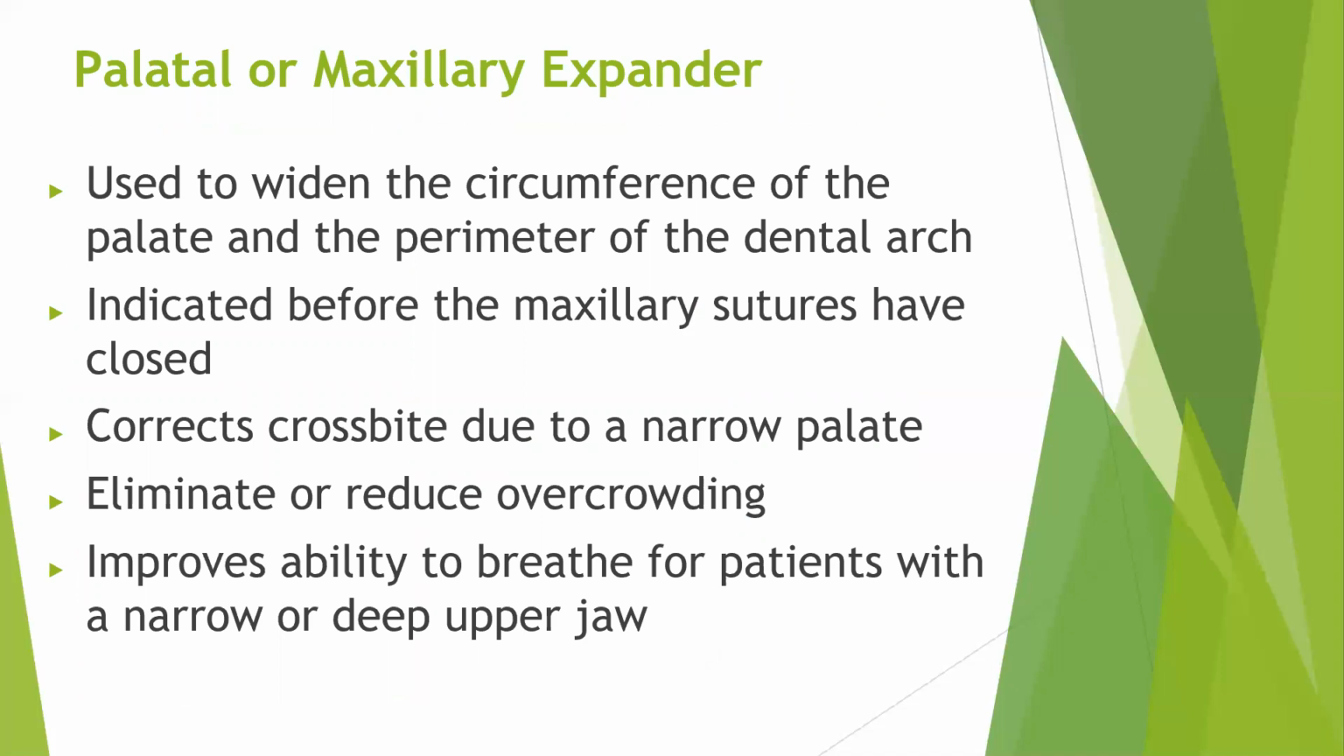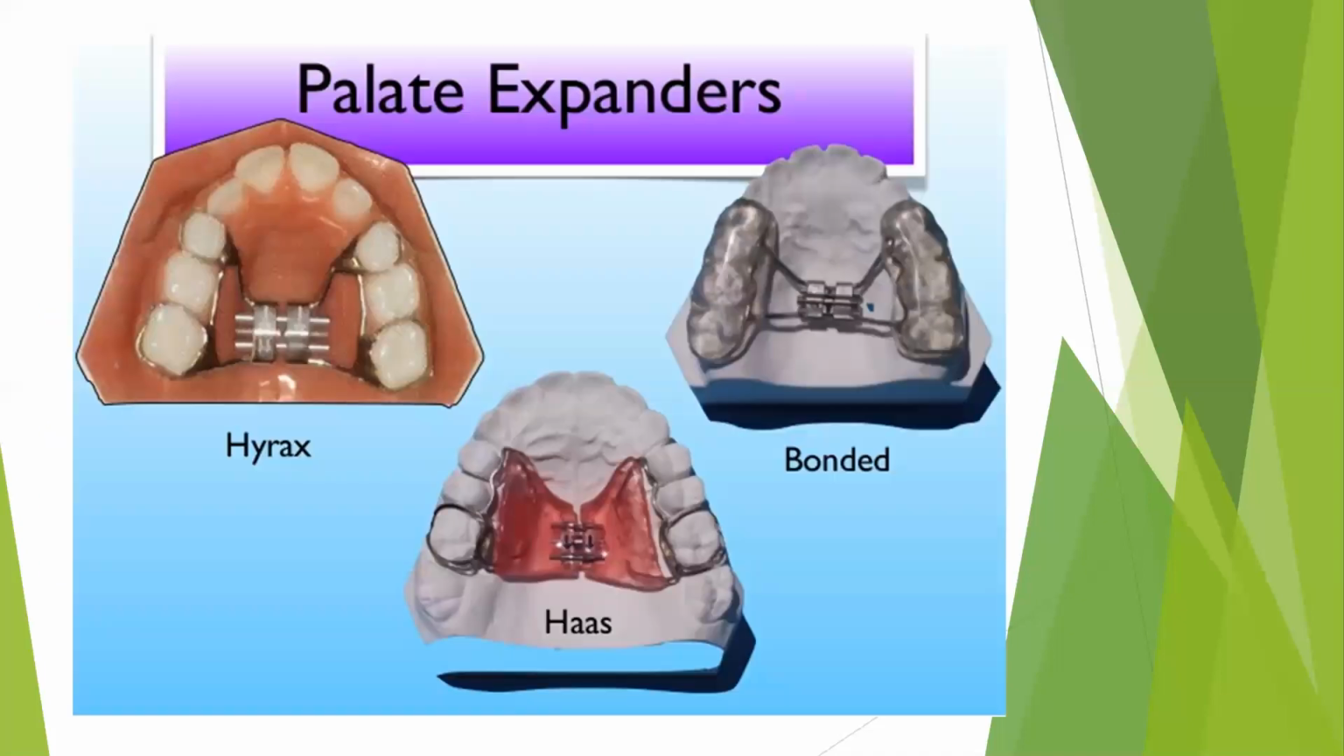So let's talk a minute about palatal or maxillary expansion. These expanders are used to widen the circumference of the palate and the perimeter of the dental arch. It is indicated before the maxillary sutures have completely closed. It corrects the crossbite due to a narrow palate. It eliminates or reduces overcrowding, and it improves ability to breathe for many patients with a narrow or deep upper jaw. Here are some examples of palatal expanders.